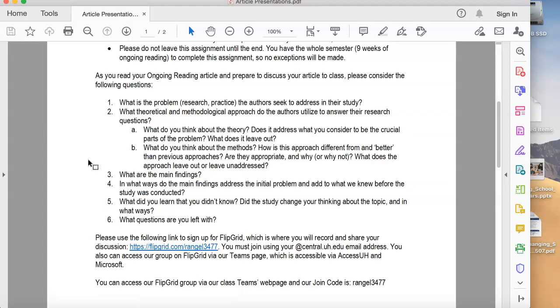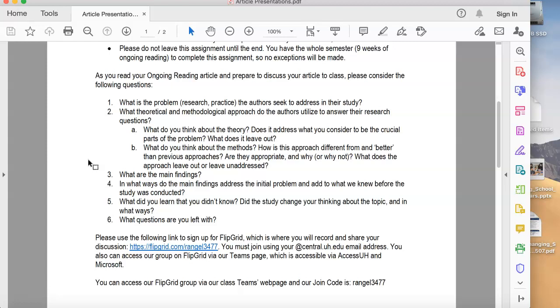So as you're reading your ongoing reading articles and you prepare to discuss your article, consider the following questions. These are the prompts that I want you to touch on. You can see there's 6 of them, so you really need to be precise in your speaking. What is the problem, the research practice problem that the authors seek to address in their study? What theoretical or methodological approach do the authors utilize to answer their research questions? And what do you think about that? What do you think about their theory? What do you think about their methods? Are they appropriate? What's left out?